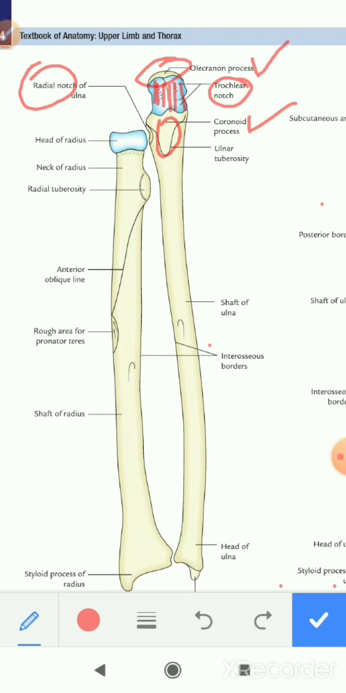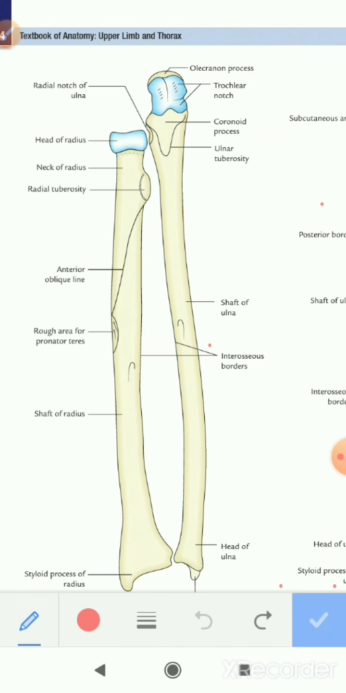Now come to the olecranon process. The olecranon process has five surfaces: upper surface, anterior surface, posterior surface, medial surface and lateral surface. This one is the upper surface of the olecranon process. Then this is the anterior surface, posteriorly is the posterior surface, and medially is the medial surface. This surface will be the medial surface, and laterally is the lateral surface.